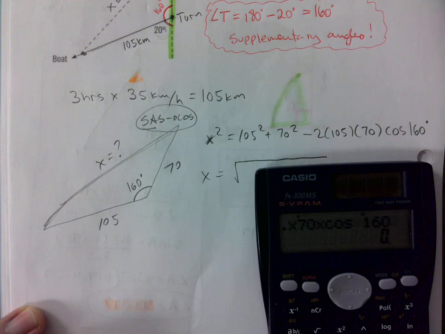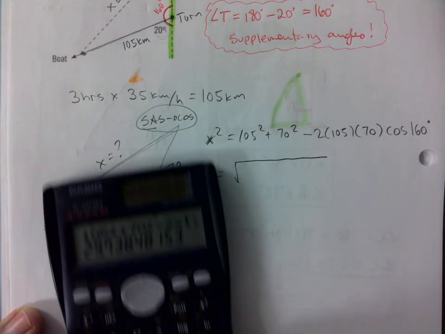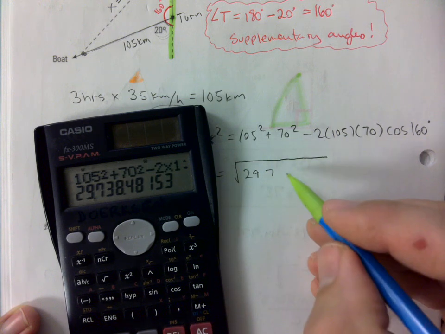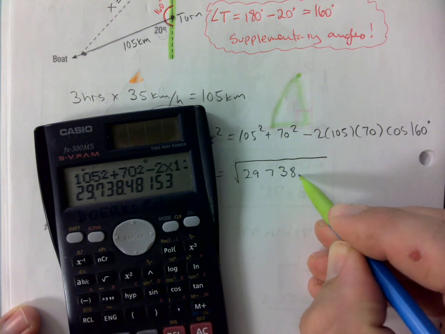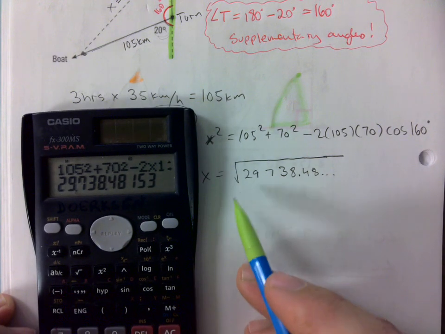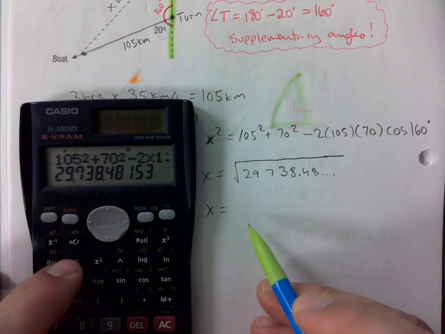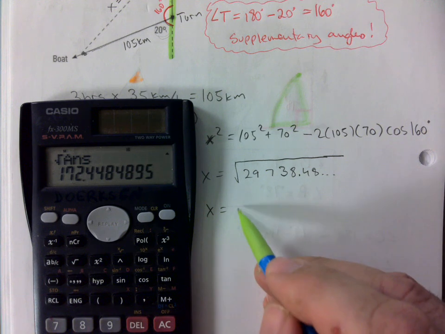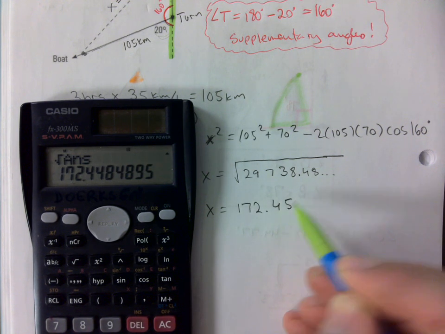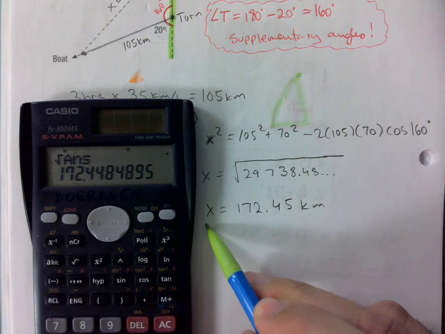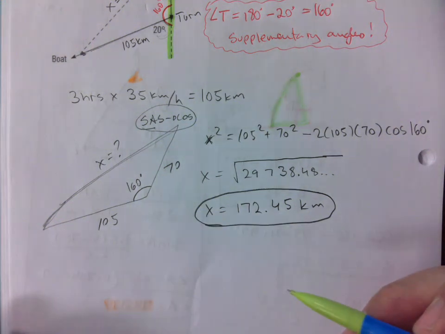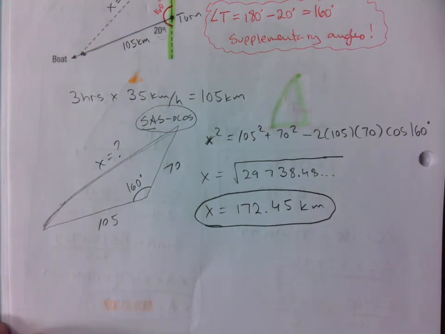So I type all of that in, cosine of 160. You get a huge number. See that? Don't worry about it. These are big numbers that you're squaring and adding, so it is natural that that's going to happen. Okay, so take the square root. So x is equal to, take the root, that's 172.45 kilometers. There you go.